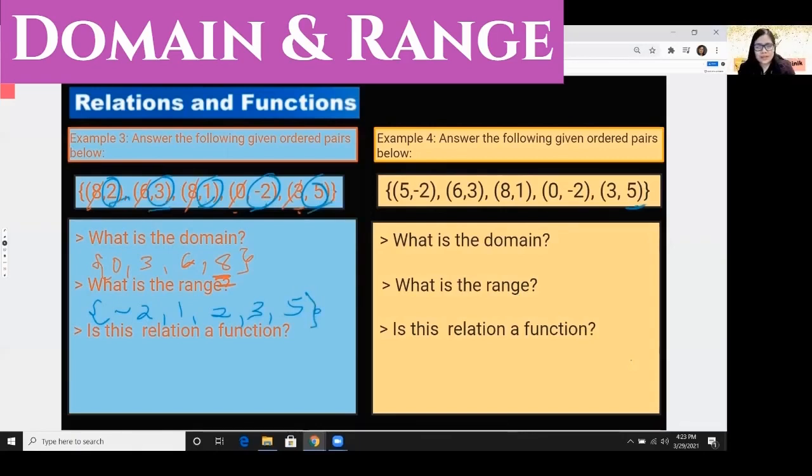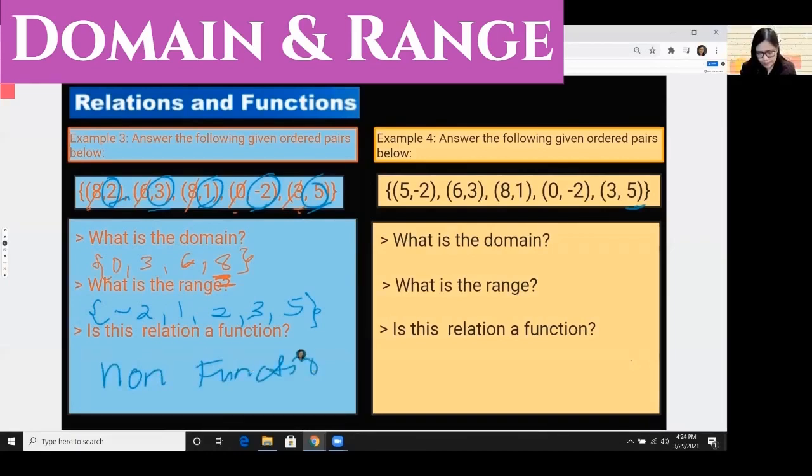Now we're going to answer the third question. Is this relation a function? We repeat the 8 in the domain twice. So what is the answer? Is it a function or not? Perfect. It is a non-function.